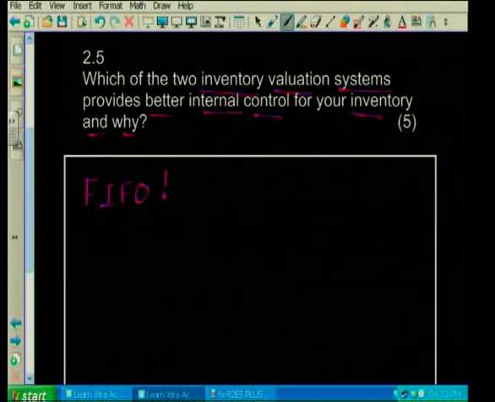Which of the two inventory valuation systems provides better internal control? Definitely. Which one? Yes, FIFO. Why? Why does it provide better control to you? Because you will know exactly which goods you are dealing with. You will know exactly how to be able to calculate the value of these goods, right? Now, just while we're on this question here, although it does not appear in this particular question, just think.